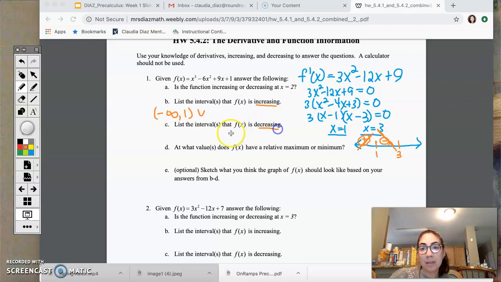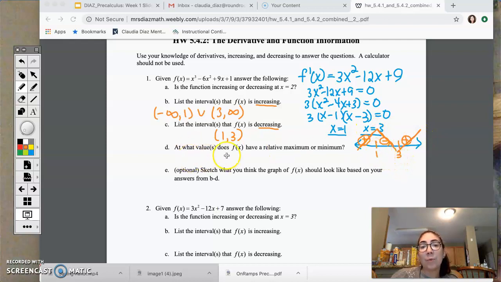That was between 1 and 3. So where is it decreasing? Between 1 and 3. And then last but not least, let's plug in a value greater than 3, like 4. So 4 minus 1 is 3, and 4 minus 3 is 1. 1 times 3 is 3, times 3 is 9. Again, it's a positive value, so it's going to be increasing. It's also increasing from 3 all the way to infinity. So now we have our intervals of where it's increasing and where it's decreasing.